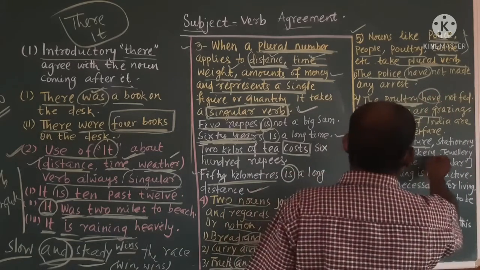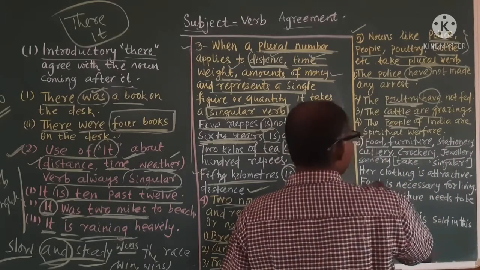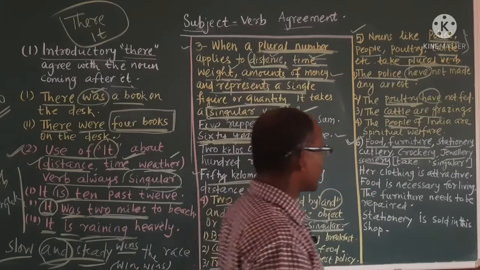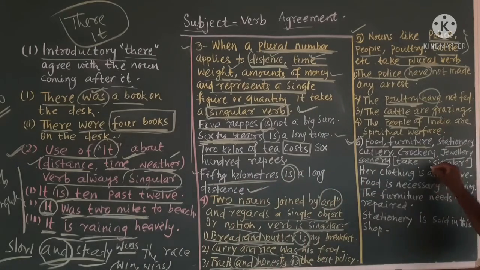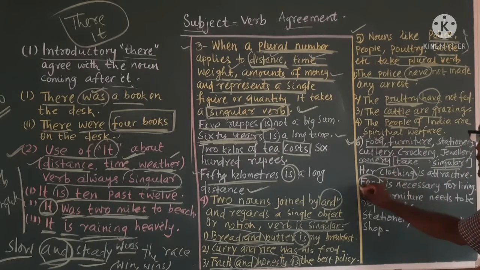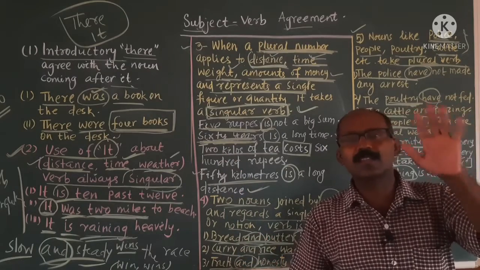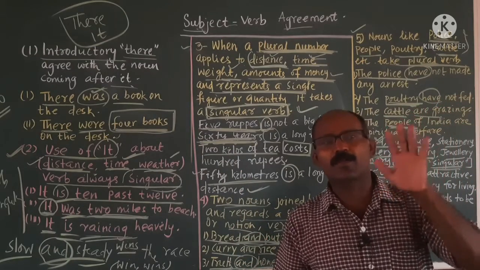Okay? Furniture, cookery, jewelry, stationery, cutlery, scenery. It always takes singular. Have you understood? Her clothing is attractive. Clothing, singular. Food is necessary for living. Food is necessary, singular. The furniture needs to be repaired. It may be 1 or it may be 10, but furniture always takes singular. So it is known as subject-verb agreement.